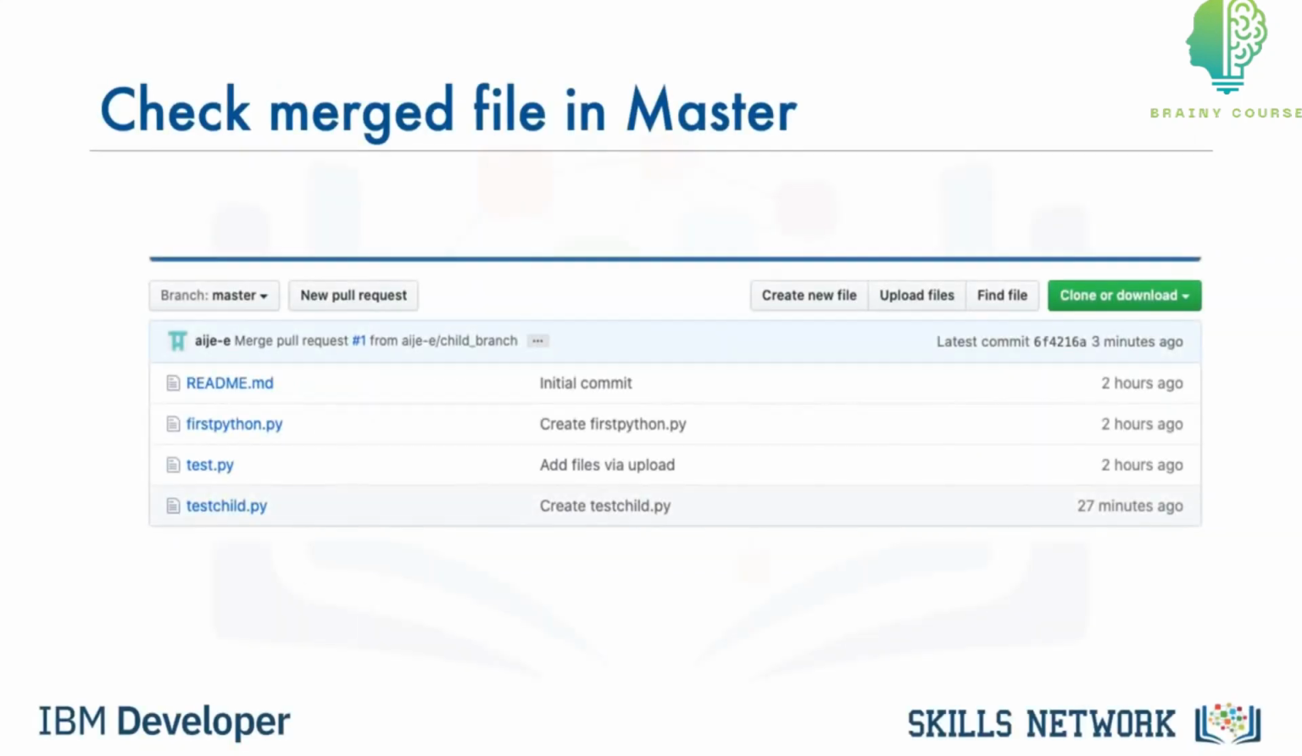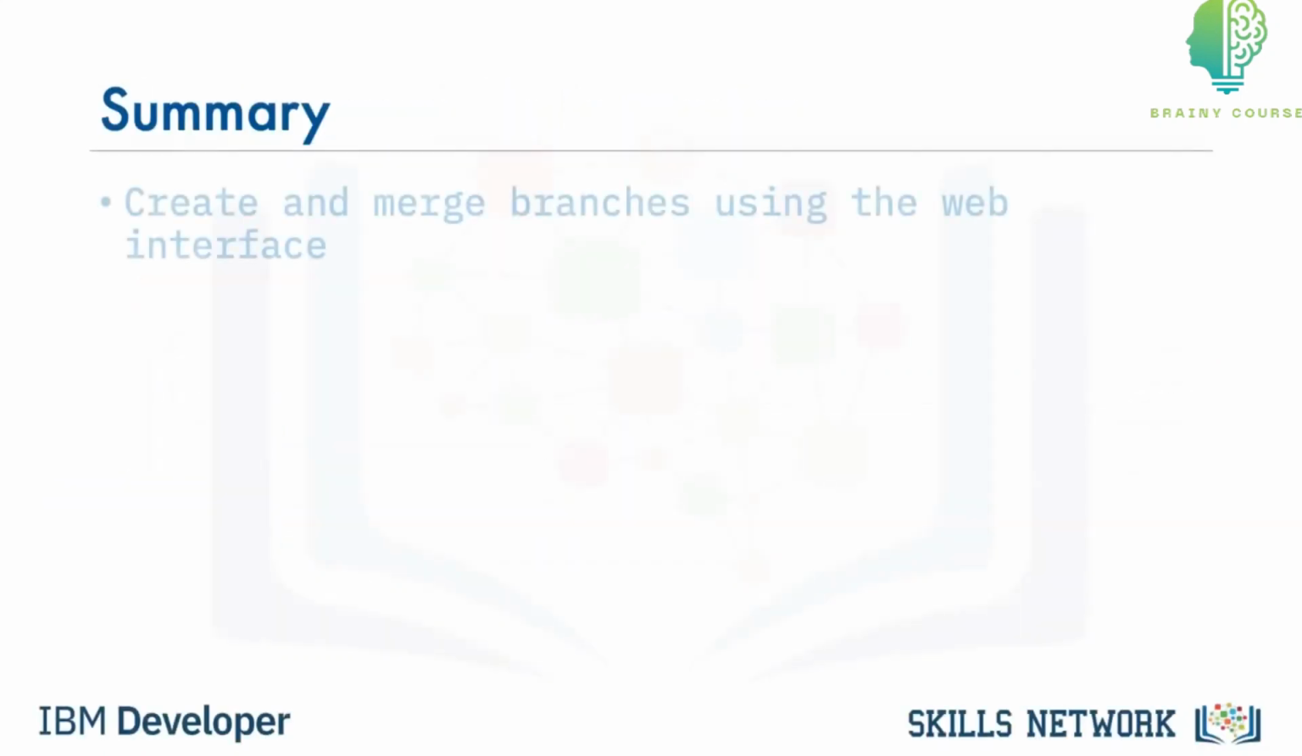Now, the child branch has completely merged with the master branch. You can check the master branch, and we can now see it contains the testchild.py file. You should now be familiar with how to create and merge branches using the web interface.